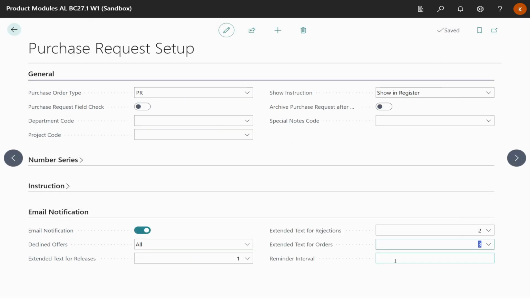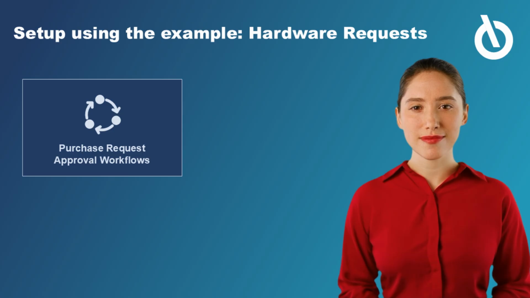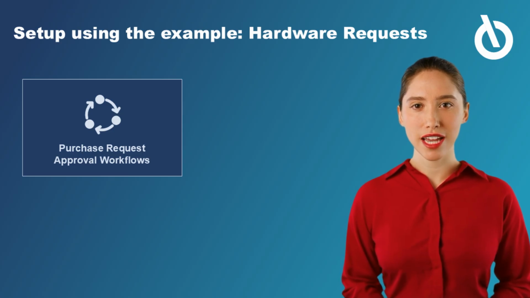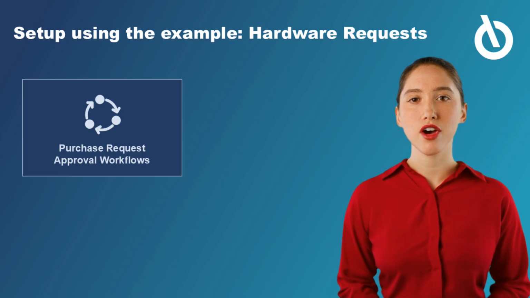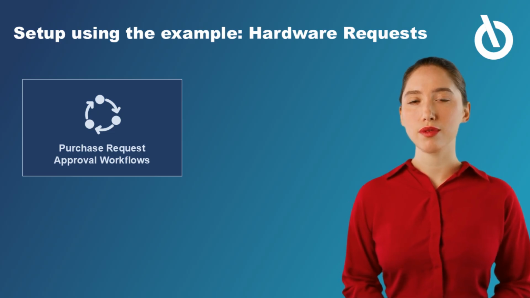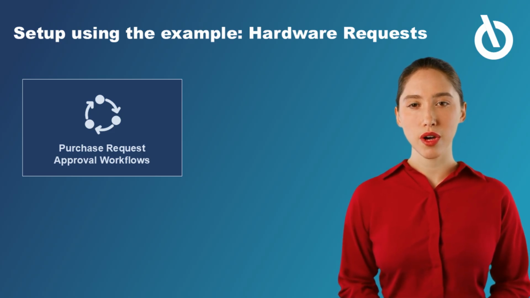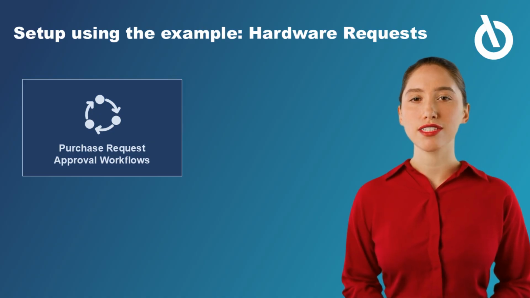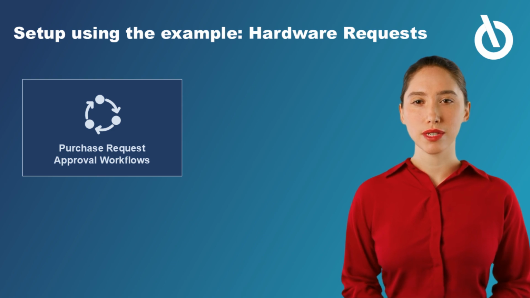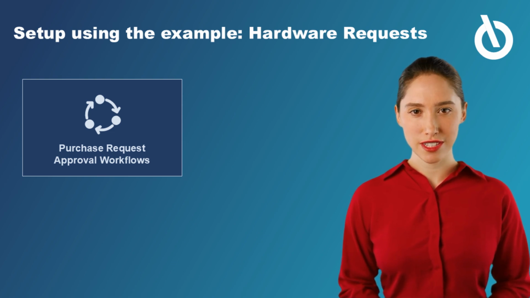In the Reminder Interval field, we can also specify the intervals at which approvers should receive reminders. After we have now completed the general setup, we will demonstrate the following necessary setups using an example. The example will be the purchase of hardware for employees. First, we will set up the purchase request approval workflows. In doing so, we define the number of approvers and who is responsible for carrying them out to purchase the requested need.